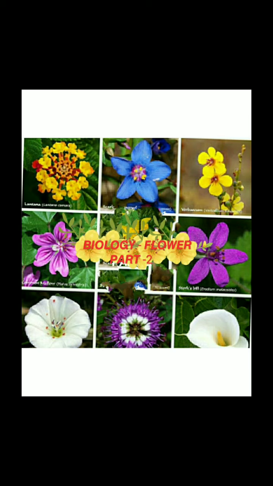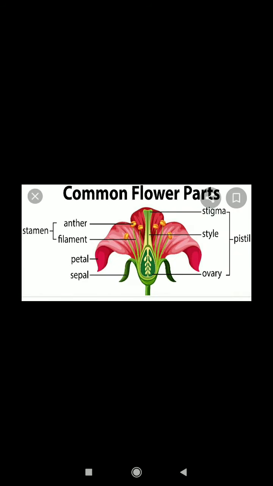So we are back with a new version of Biology Flower Part 2. Let's start once again and recall what the main features of the flowers are. Here you can see an image of a common flower, and its main parts are anther, filament, petals, sepals, ovary, style, stigma. The anther and filament are parts of one part, that is stamen.